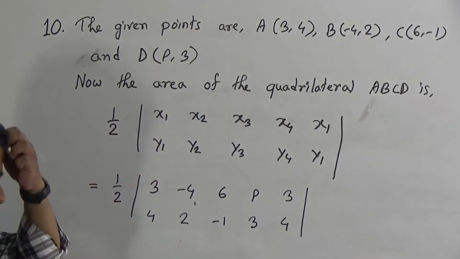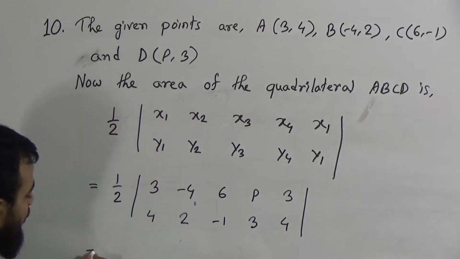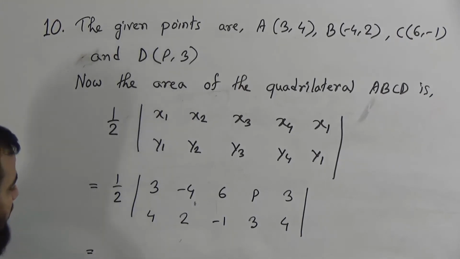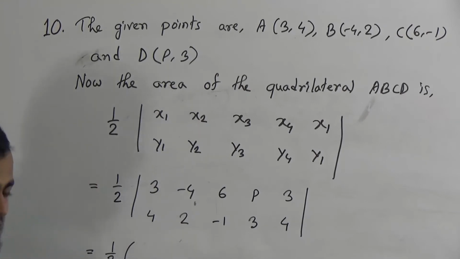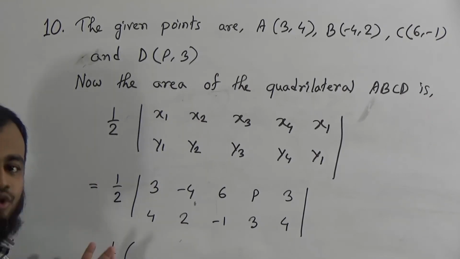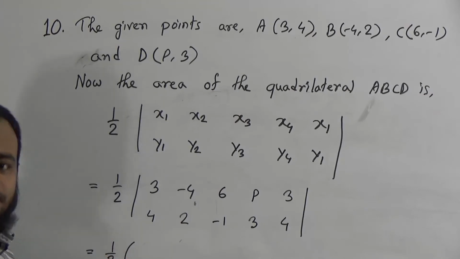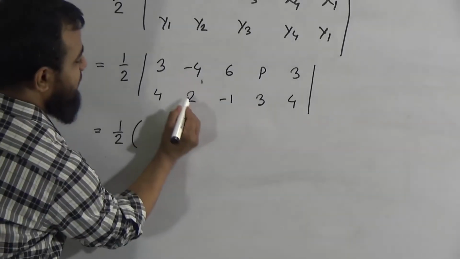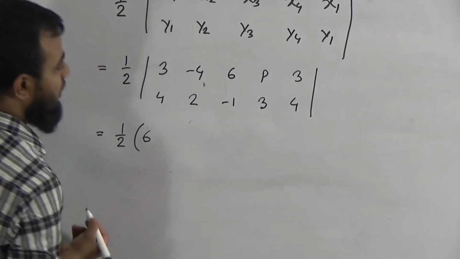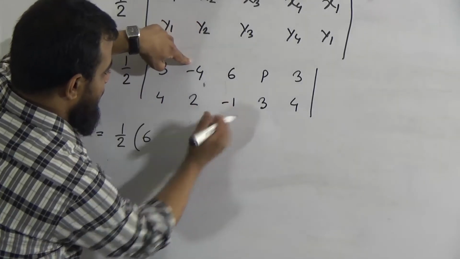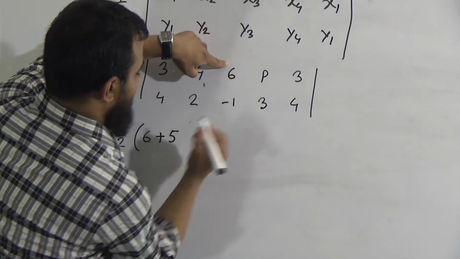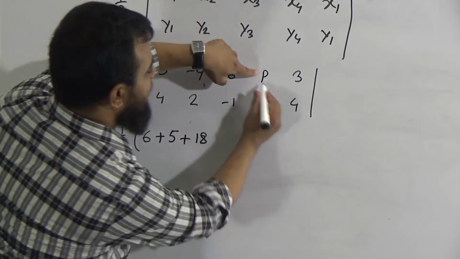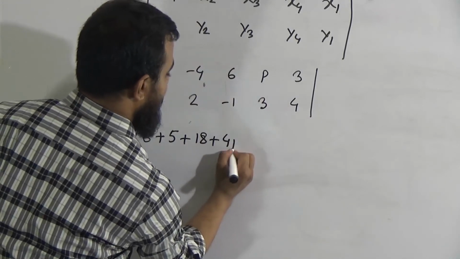Now we can easily find out the value of the area of the quadrilateral. It's a half of, multiply this, and we will multiply again. We should go left to right, and if we go top to bottom, then we will take positive sign. If we go bottom to top, we will take negative sign. That means 3 multiply 2 is equal to 6. Okay, minus 4 multiply minus 1 equal to 4, plus 4. Now 6 into 3 equal to 18, and P into 4 equal to 4P.